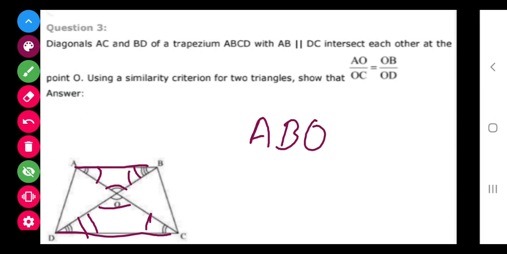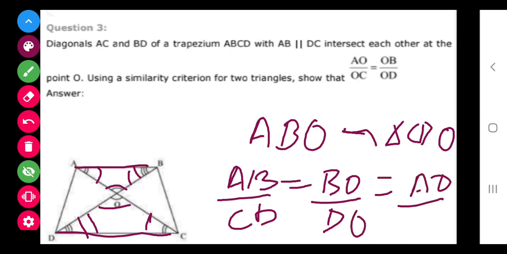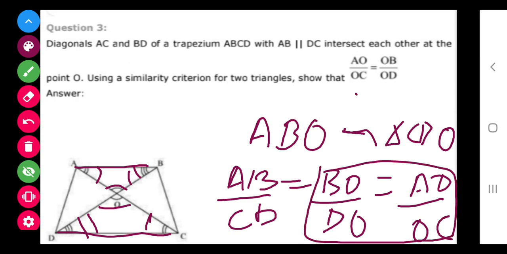triangle ABO is similar to triangle CDO, angle A equals angle C, angle B equals angle D, so D here, and O. Now you make the similarity. AB upon CD equals BO upon DO equals AO upon OC. So this is proved. This is all we have to prove.